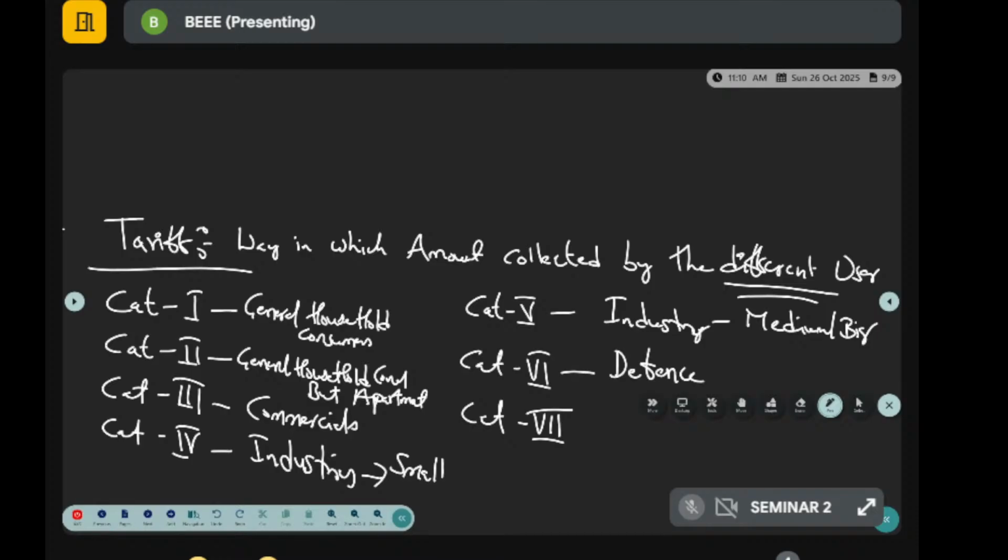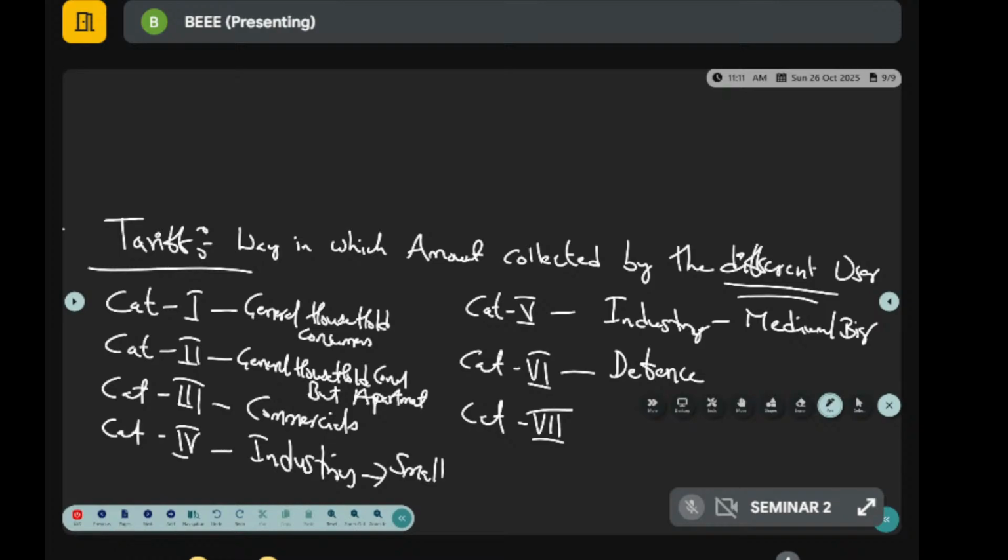Defense is there, na? Defense, military, air force, navy. Okay, right. For them the amount is different. They will get subsidy, the amount is different. Seventh, you tell me. Any user is missing from here?